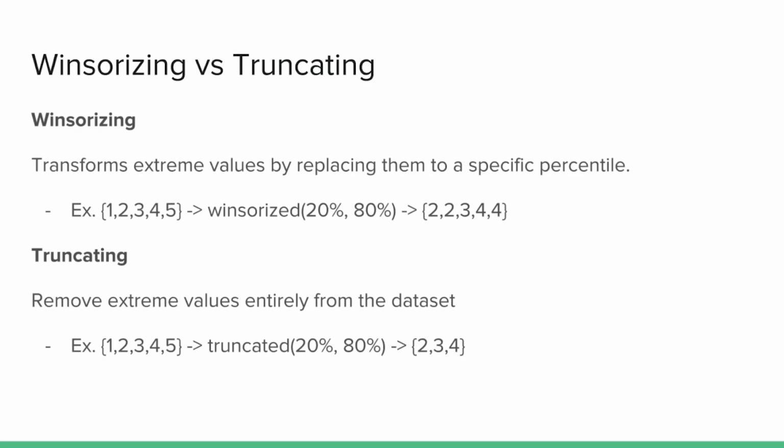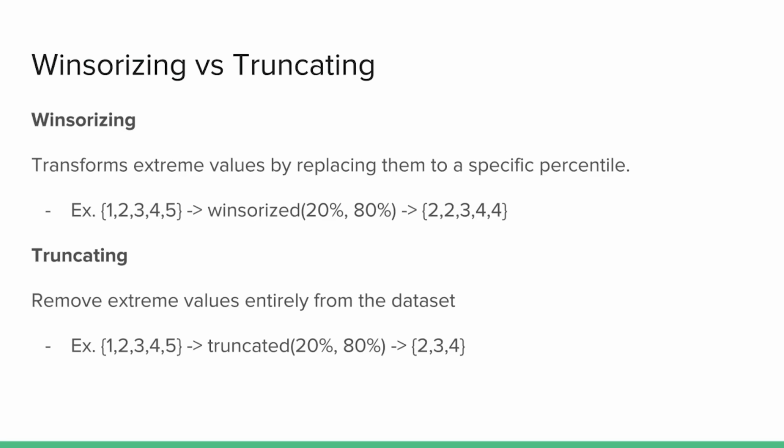Next, between Winsorizing and Truncating, Winsorizing really transforms extreme values by replacing them with a specific percentile below it. So as an example here for numbers 1 to 5, when we Winsorize the bottom 20 and top 80%, we get 2, 2, 3, 4, 4.